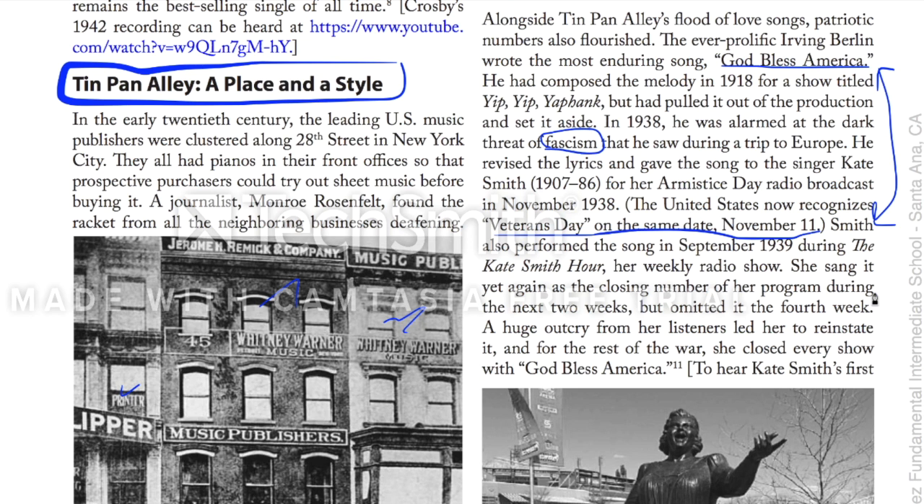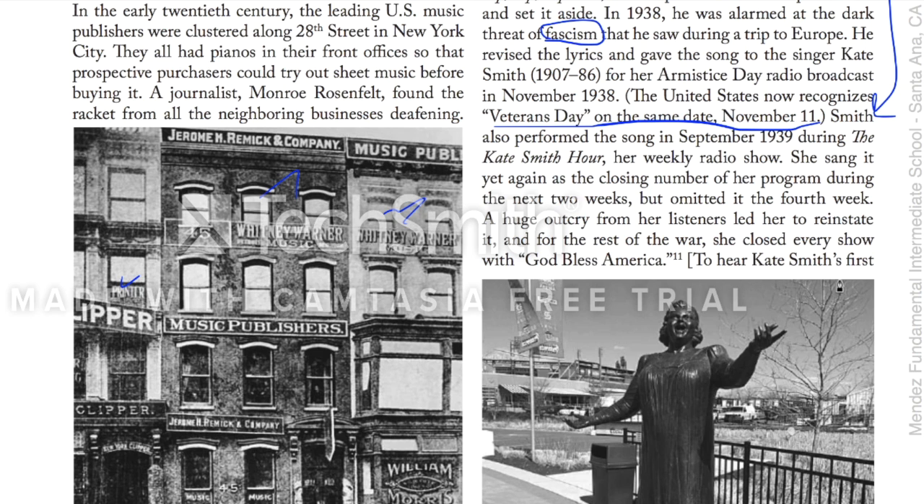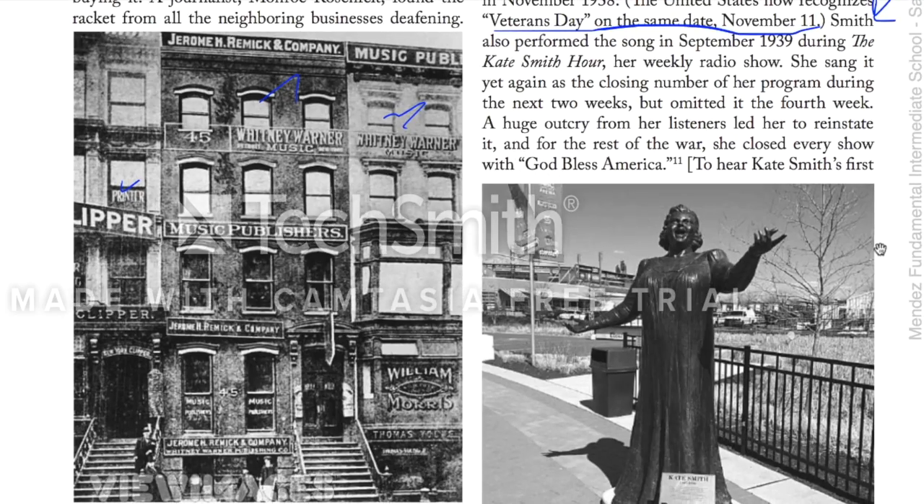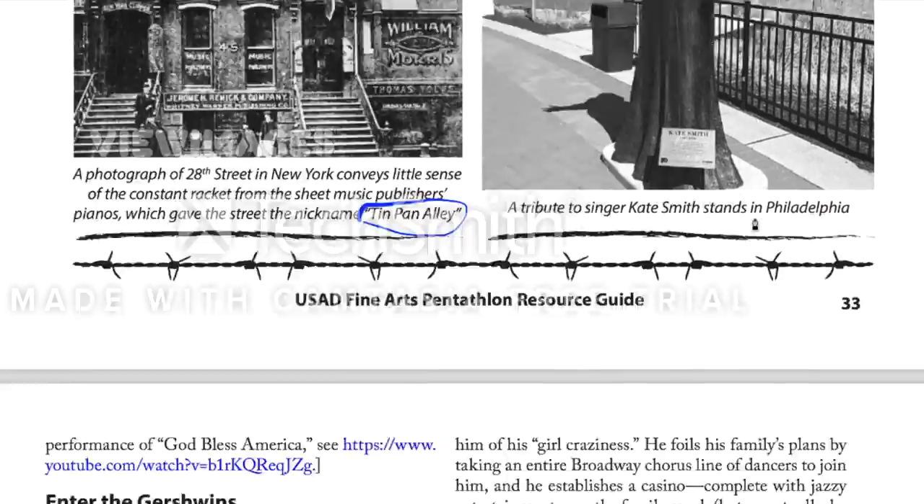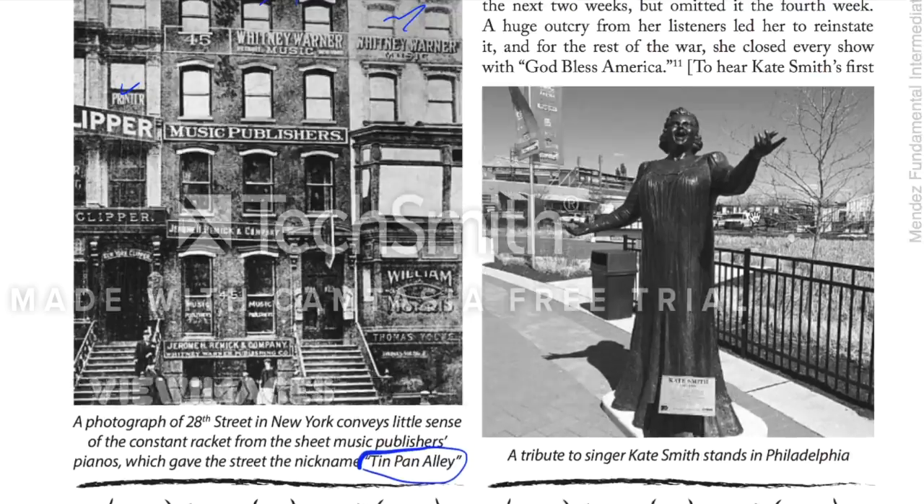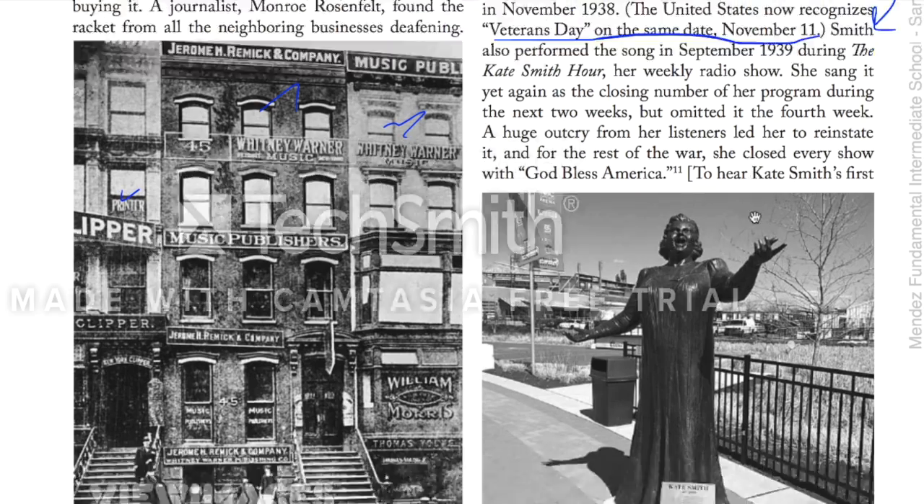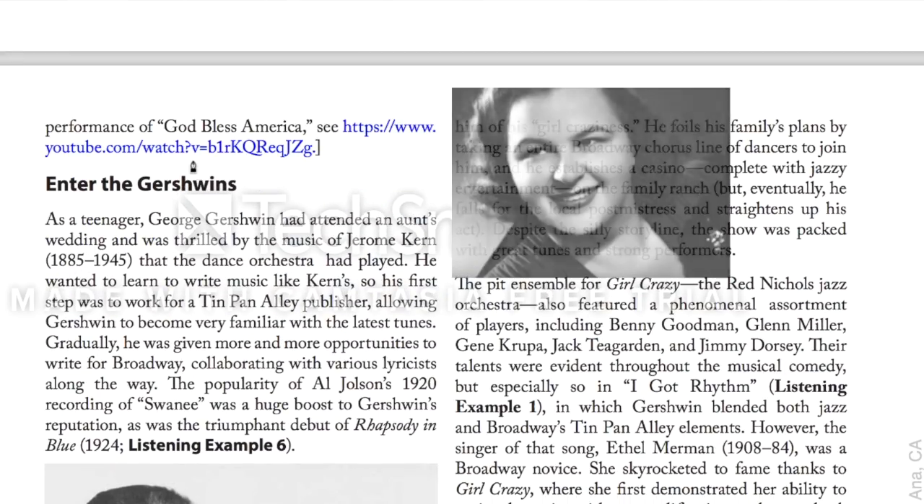song, God Bless America. Smith also performed the song in September 1939 during the Kate Smith Hour, her weekly radio show. She sang it yet again as the closing number of her program during the next 2 weeks, but omitted it the fourth week. A huge outcry from her listeners led her to reinstate it, and for the rest of the war, she closed every show with God Bless America. Let's go ahead and listen to Kate Smith's God Bless America.